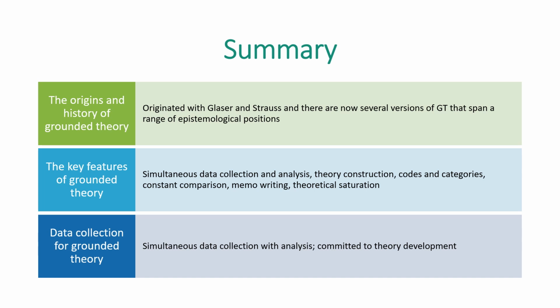In summary, I've covered three key areas in this talk. I've introduced you to the origins and history of grounded theory, beginning with the work of Glaser and Strauss and progressing to a range of versions of grounded theory, spanning a range of epistemological positions and illustrating the flexibility of this approach. I've also overviewed the key features of grounded theory used in all versions of the approach, including simultaneous data collection and analysis, the aim for theory construction, the use of codes and categories, constant comparison, memo writing, and theoretical saturation.